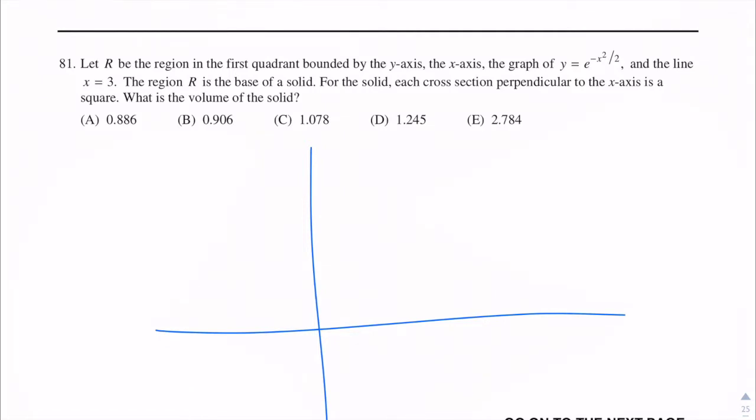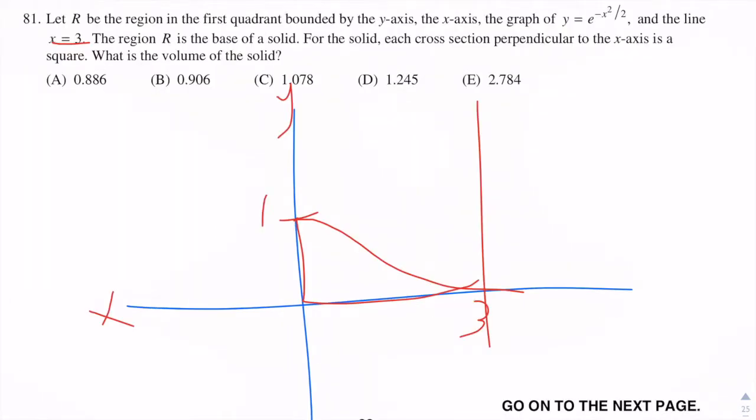Anyways, you're gonna do a little solid. For the solid, each cross section perpendicular to the x-axis is a square. So this is important, as you gotta figure out what it looks like. I'm not very good at that, so I just guessed. You gotta go with your gut. Say it's A. I don't really know why I said it was A.